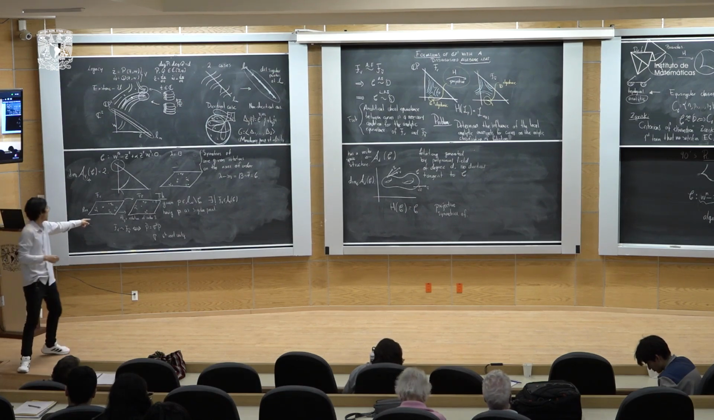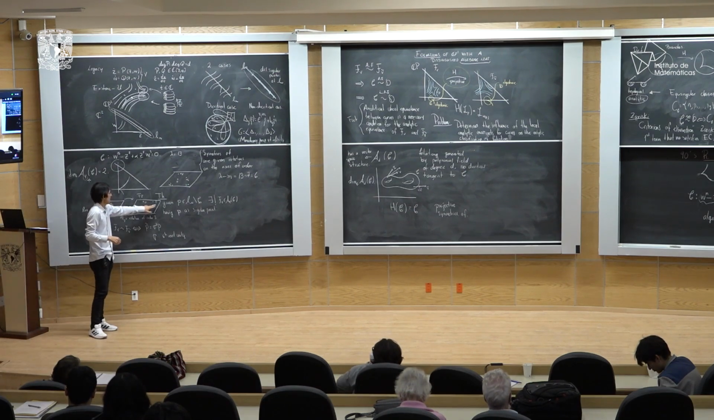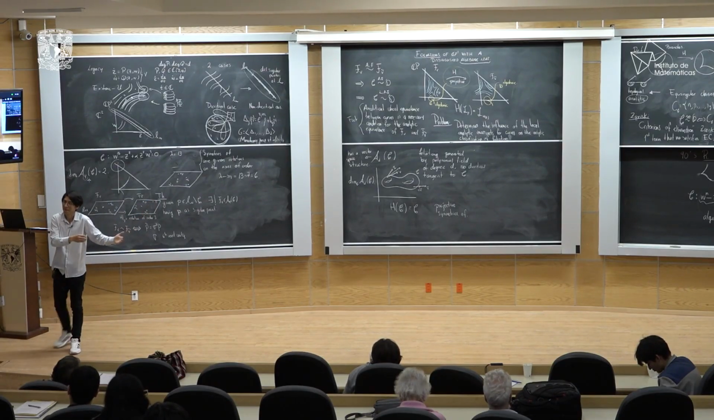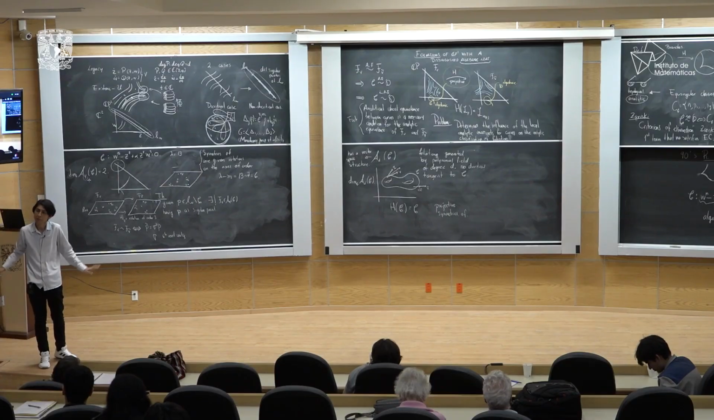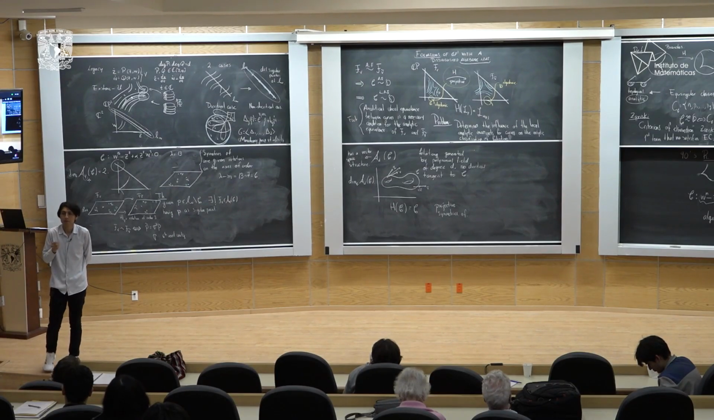And the other one is information that comes from the foliation without the algebraic curve.